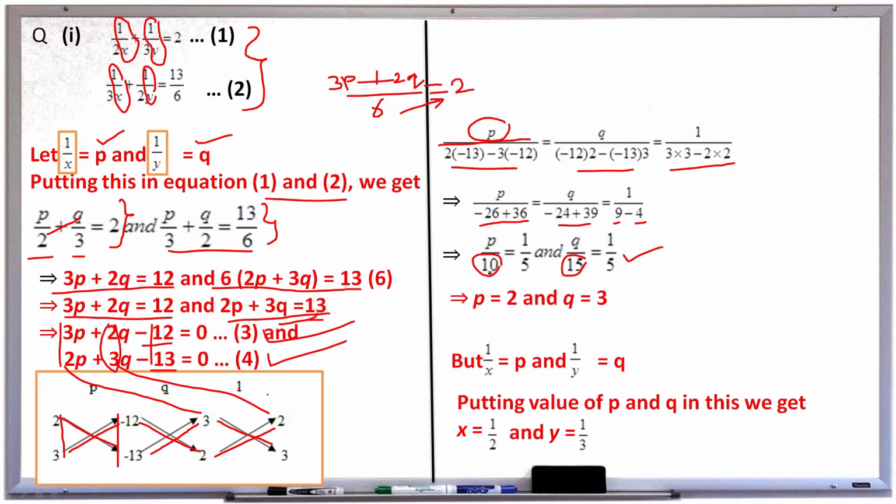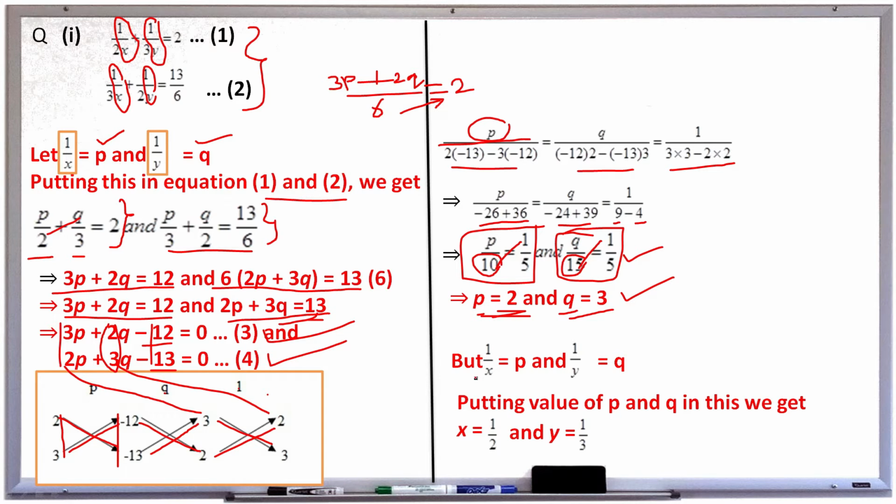Now p by 10 is equal to 1 by 5, and q by 15 is also equal to 1 by 5. We have to find the values of p and q. Cross multiplying, 10 goes to the numerator, so 10 by 5 is equal to 2. Here 15 goes to the numerator, so 15 by 5 is equal to 3. So we got the values of p and q.